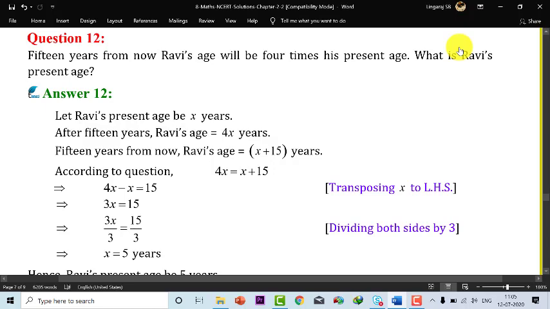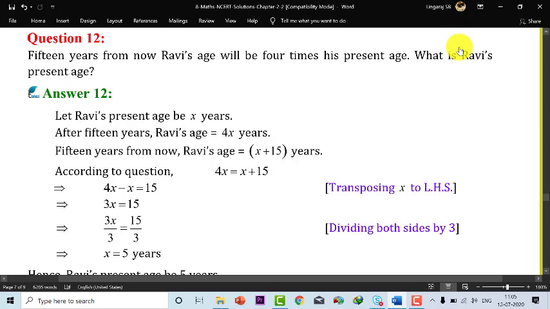So after 15 years, 4 times means 4 into x years. So after 15 years, his age will be 4x years. So 15 years from now, Ravi's age will be x plus 15 years. Okay, so according to the question, 4x is equal to x plus 15.